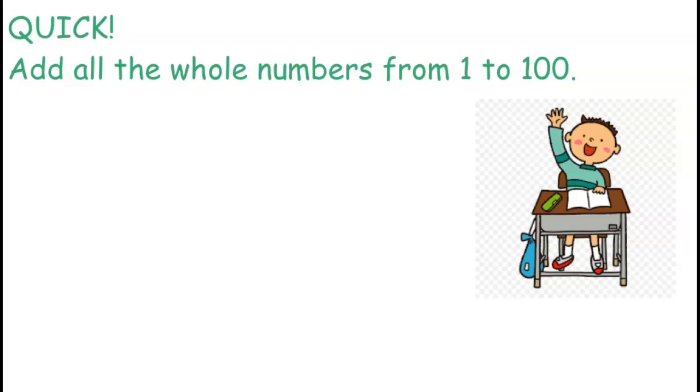All right, quick, add all the whole numbers from 1 to 100. There's a pretty famous story about this mathematician, Carl Friedrich Gauss, when he was in elementary school, primary school. Either he got in trouble or this was just a math problem from his teacher, but she said, I want you to add up all the whole numbers from 1 to 100.